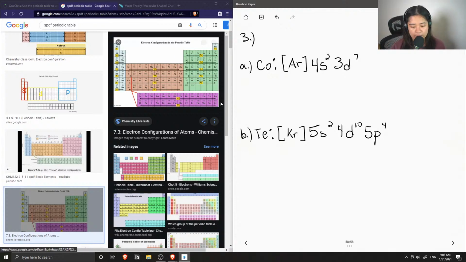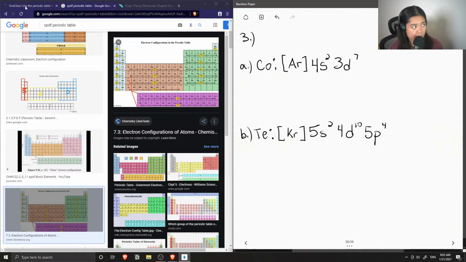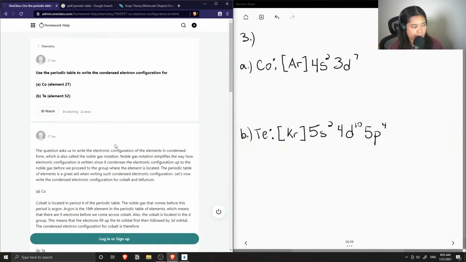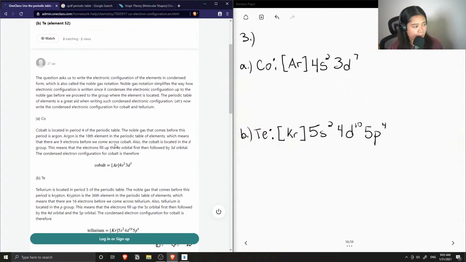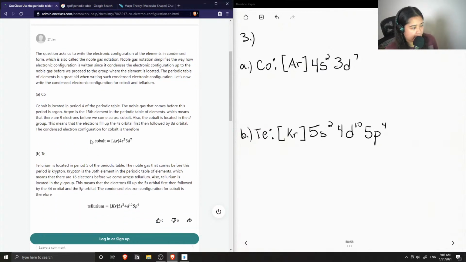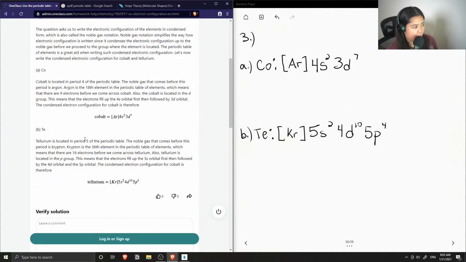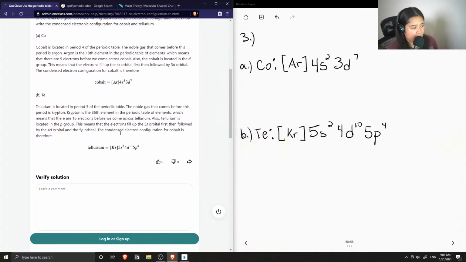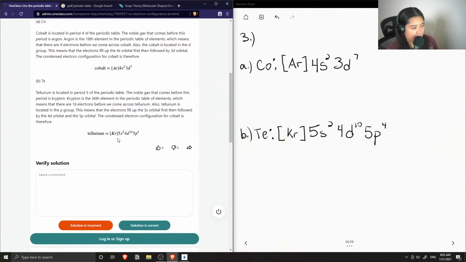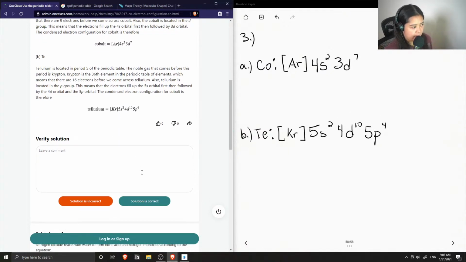Okay, so we have our 2 shortened electron configurations for these elements. And the junior tutor sums up how one would write a condensed electron configuration. And for cobalt, they got the same answer, argon 4s2 3d7, and tellurium was krypton 5s2 4d10 5p4. Okay, so this solution is correct.